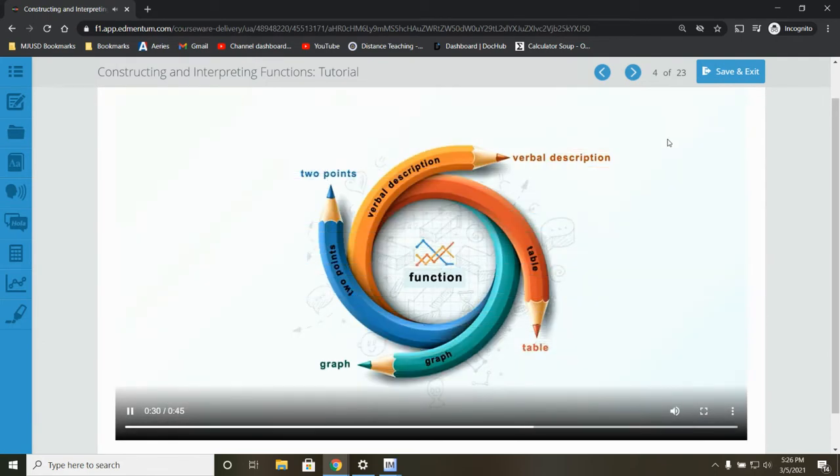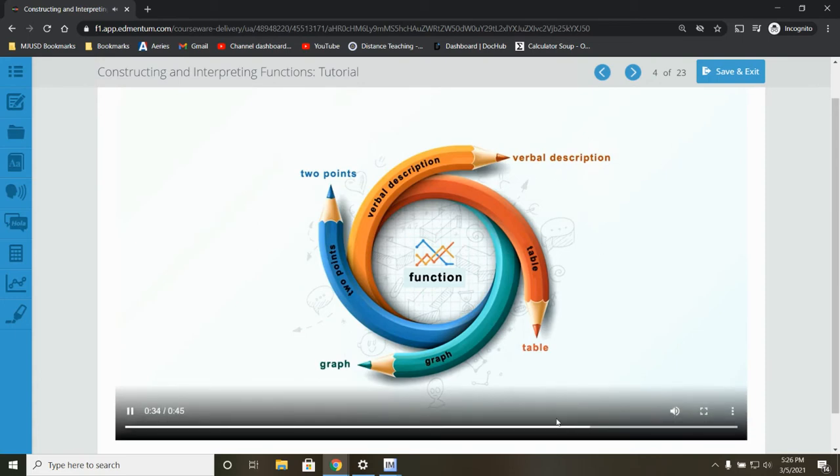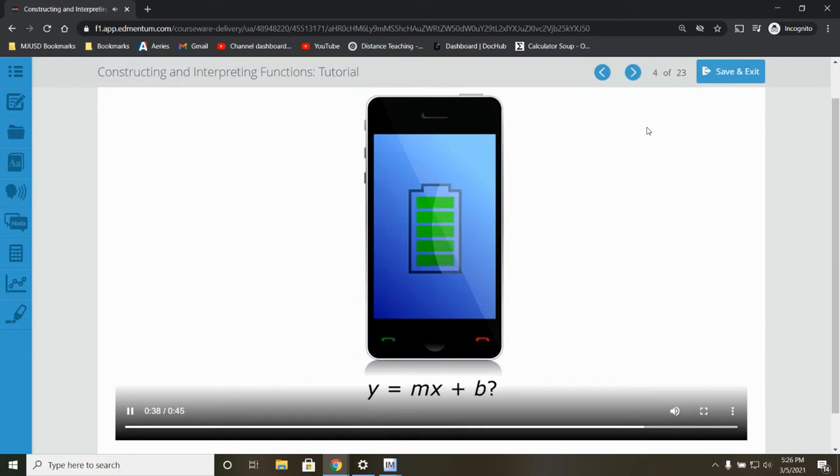We can create an equation for a linear function from its verbal description, table, graph, or 2 points. In this lesson, we will create equations for linear functions and interpret them in terms of the situations they model.